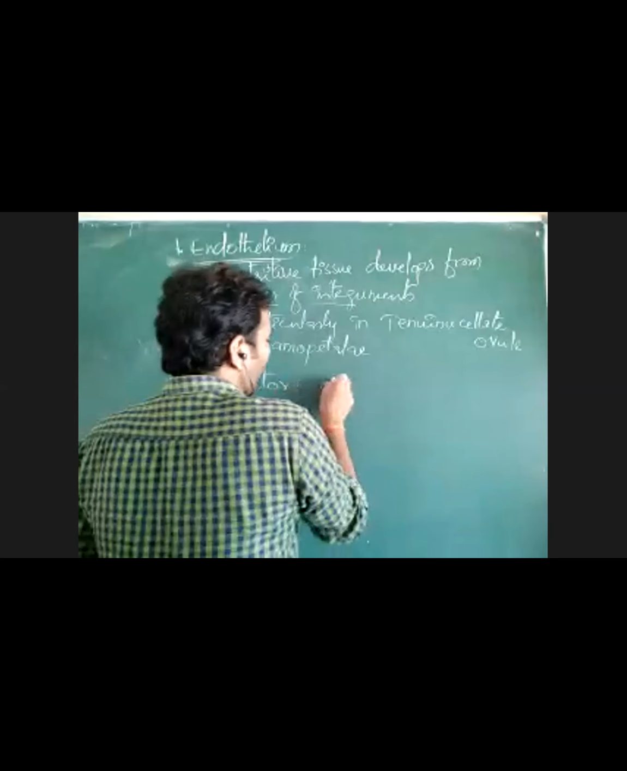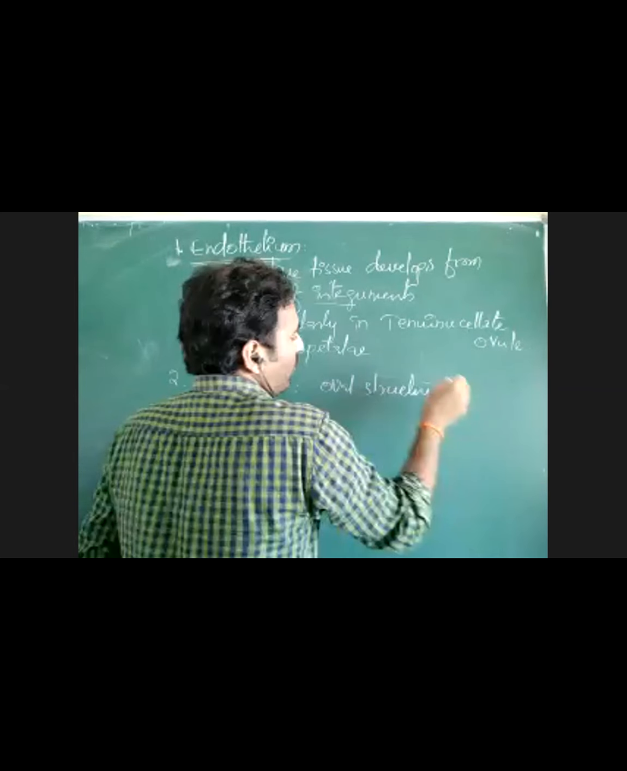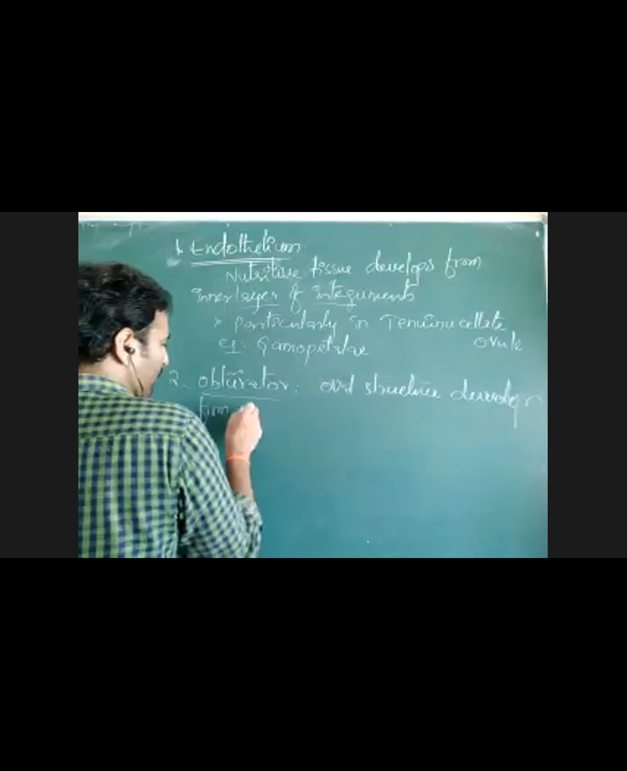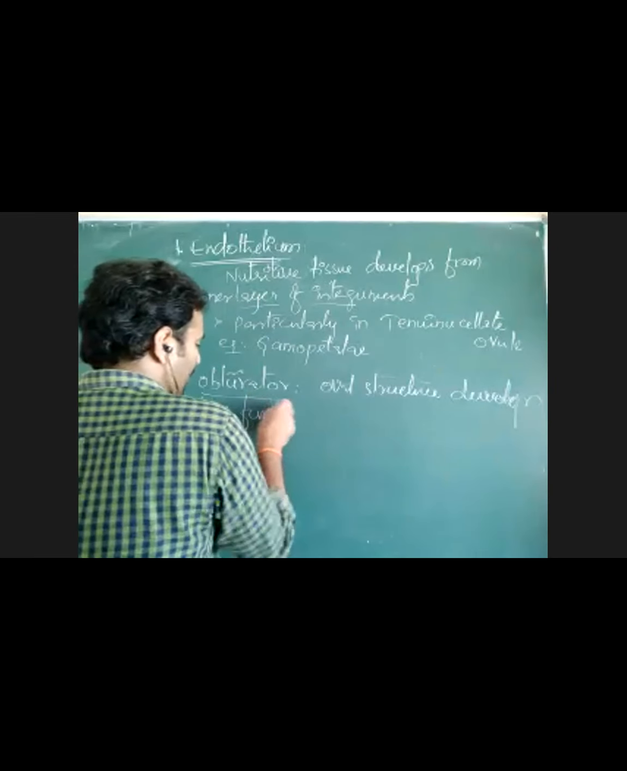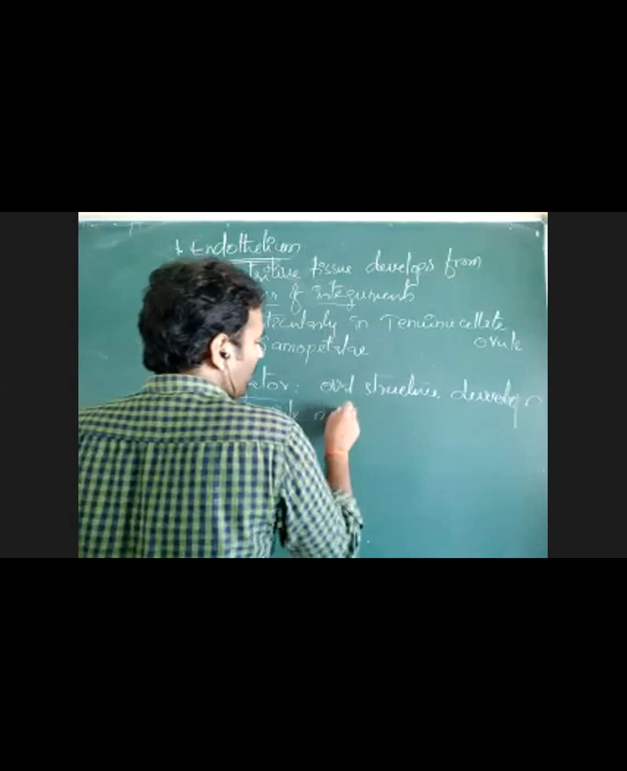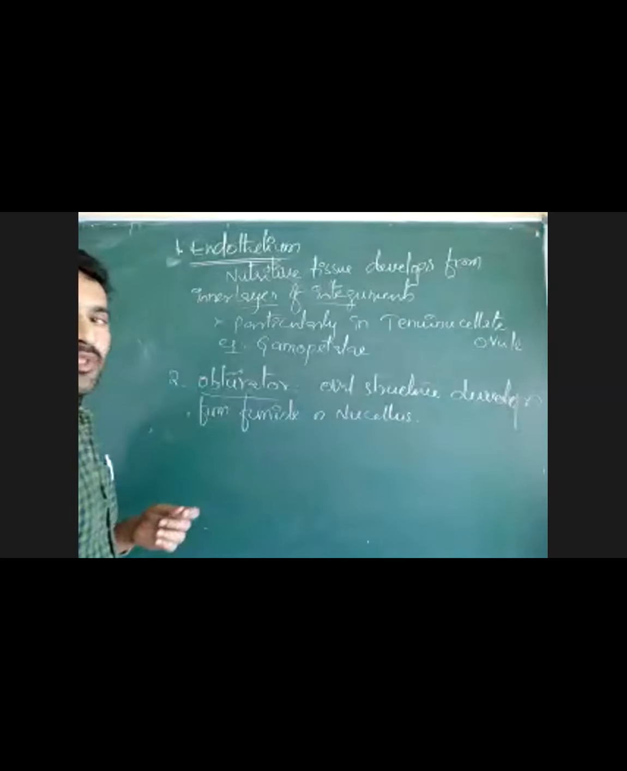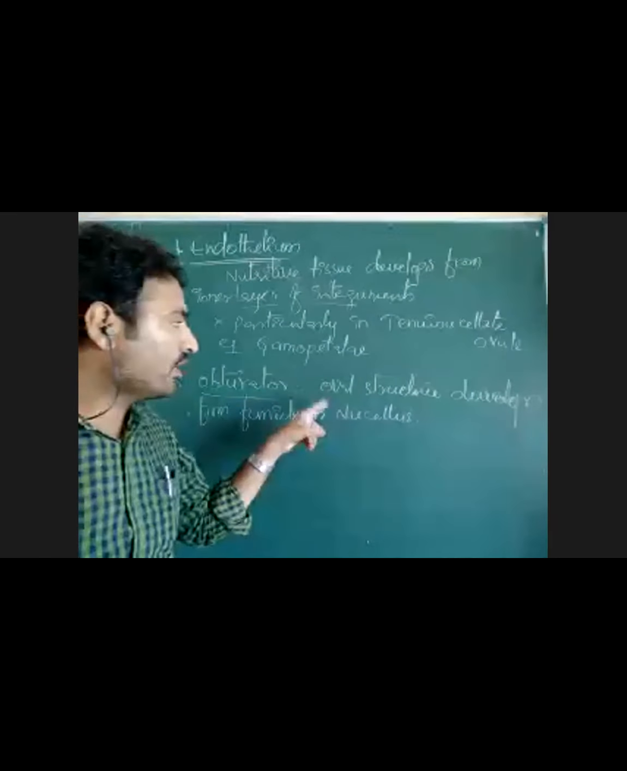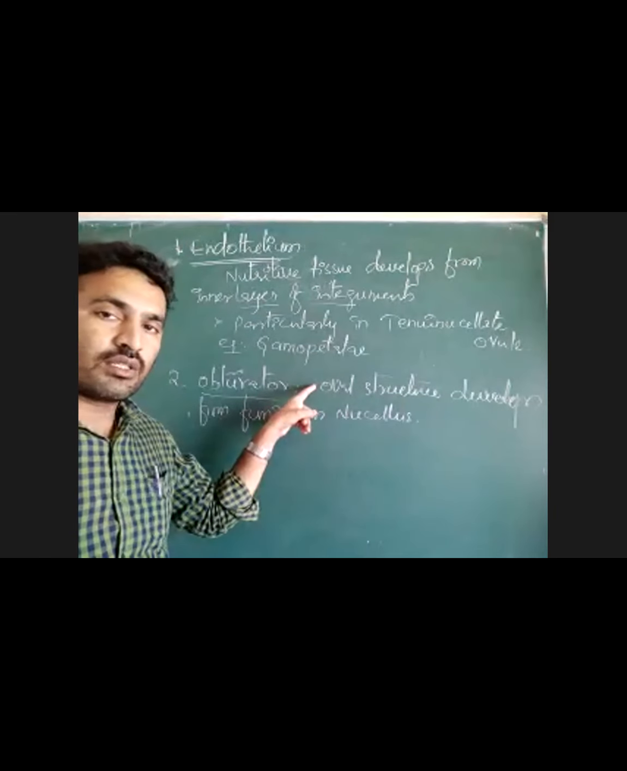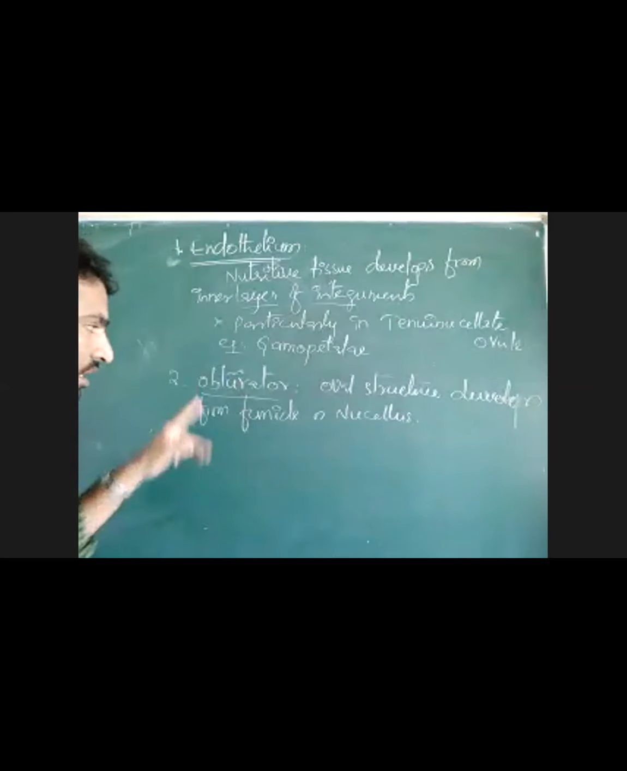Obturator. Obturator is an oval structure that develops from the funiculus or nucellus. From the funiculus or nucellus, there is formation of an oval structure. Okay, but it is not the ovary.